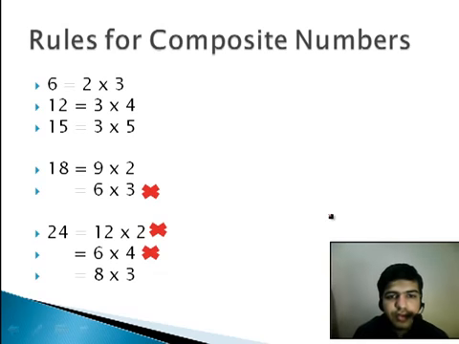Similarly, we have rules for composite numbers. Consider a composite number. We know what a composite number is: any number that is a multiple of a prime number. Consider numbers like 6, 12, 15. The rule for such numbers is that in the case of 6, if the number is a multiple of 2 as well as 3, both 2 and 3, then that entire number would be a multiple of 6.